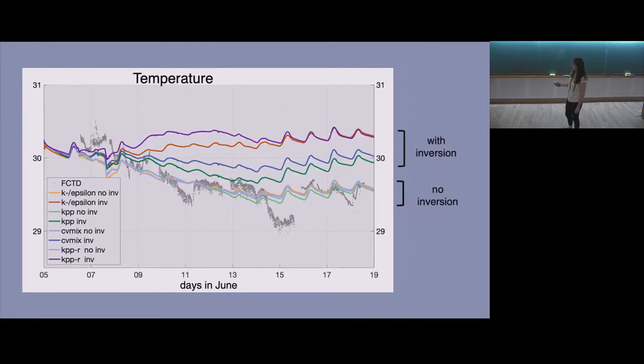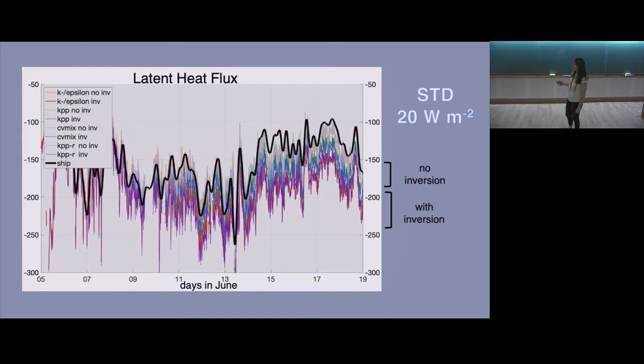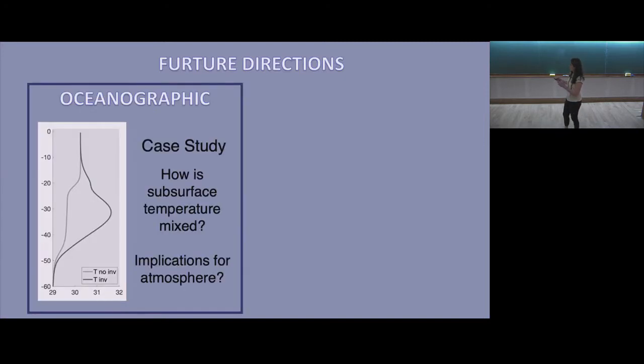We can just look at the sea surface temperature, and in fact, these models that get deeper mixed layers are warming. And then we can play around with this, and estimate what that effect is on the latent heat flux, and say there's a standard deviation of 20 watts per meter squared. I made these up before this discussion and before Eric's talk.